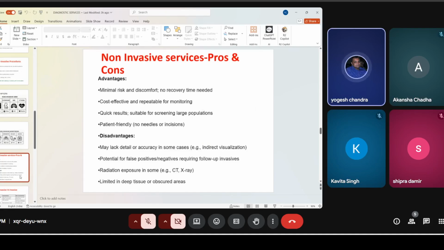Less discomfort, there is almost no recovery time. And this is cost effective and repeatable for monitoring. The cost effective factor is very important. As we know, in India, what is the economic condition of the people? Many people are surviving below the poverty line.